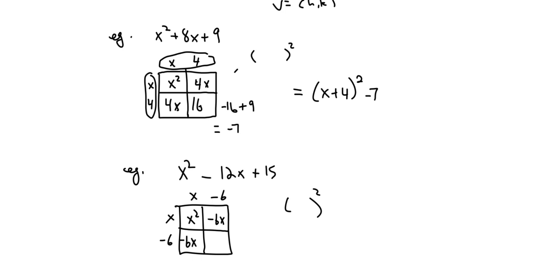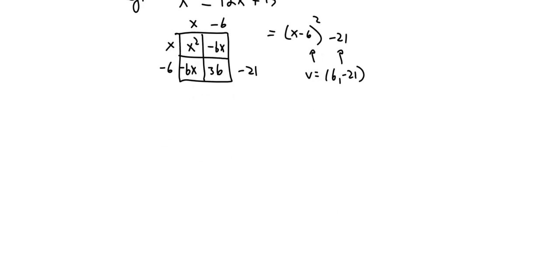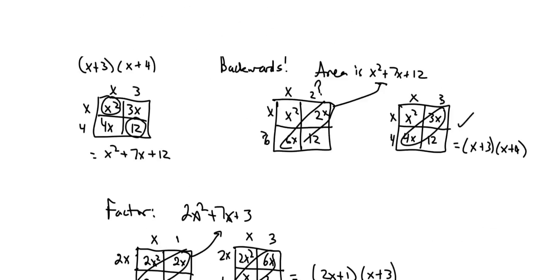But if they were both negative 6, then that would be a 36. Well, that's too big because my question is not 36. My question is plus 15. So I've got to subtract 21 to get to 15. So I can write this as (x minus 6) squared minus 21. And this is vertex form. I can see the vertex is (6, negative 21). Pretty cool, huh? Okay, let's go to the last one.